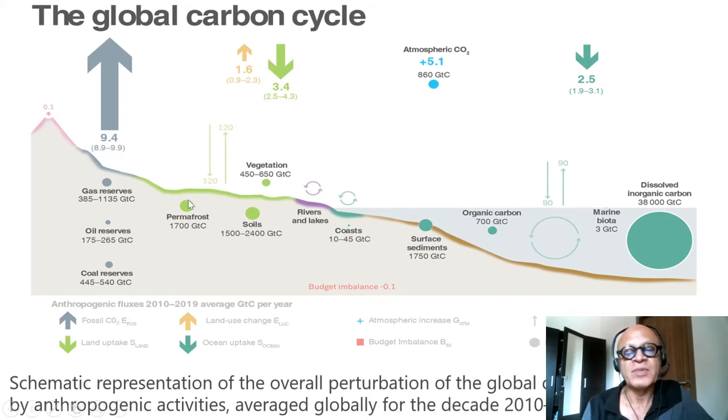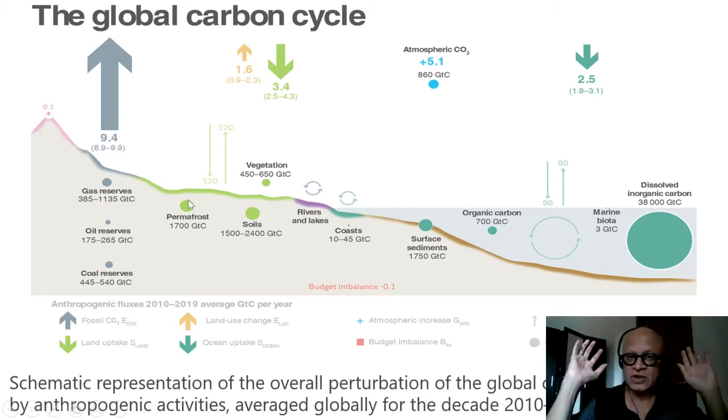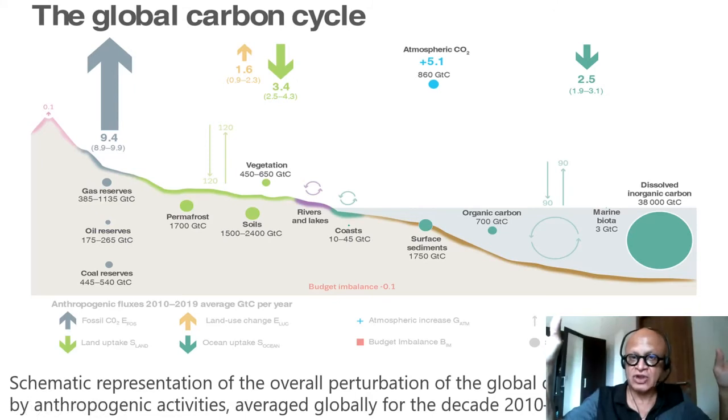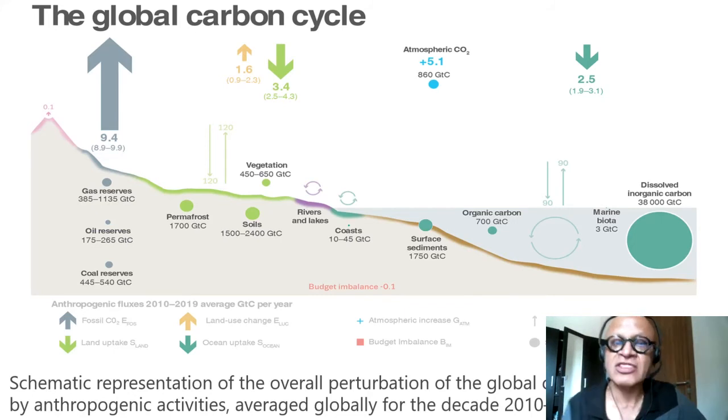Soil permafrost is typically limited to the northern hemisphere, Arctic Circle kind of latitudes, and they are thawing and beginning to emit CO2 and methane, which we will touch on later. These are the global average numbers, 120 in and 120 out, with an uptake of 3.4 gigatons of carbon over this period. The vegetation estimate is 450 to 650 gigatons of carbon, and you can imagine the uncertainty is quite high.